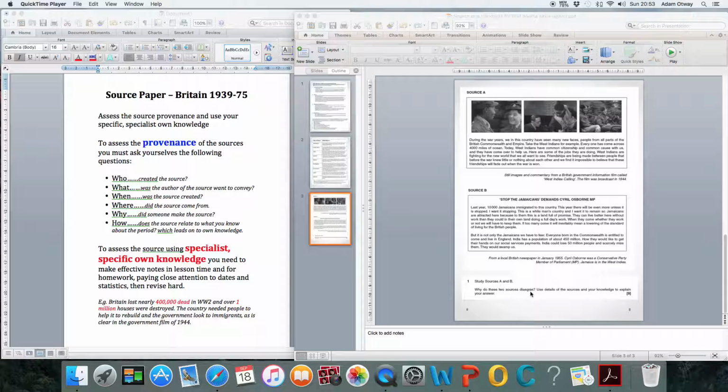And this whole paper is all about this bit. Use the sources and your own knowledge. So you have to assess the source provenance and use your specific specialist own knowledge. We'll start with the provenance. Provenance means this bit here. The bit of the source that tells you where it came from, who's made it, and so on and so forth. And you can get clues about why these two sources are different.